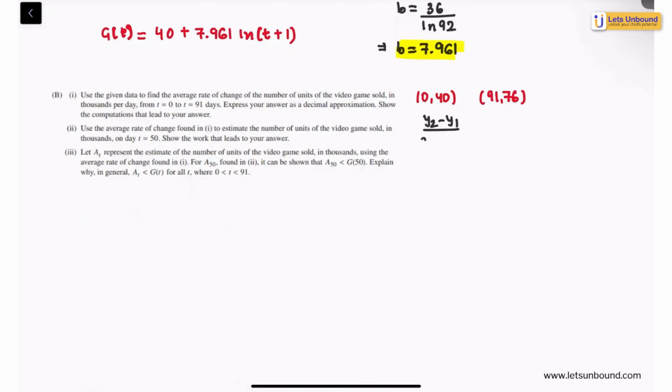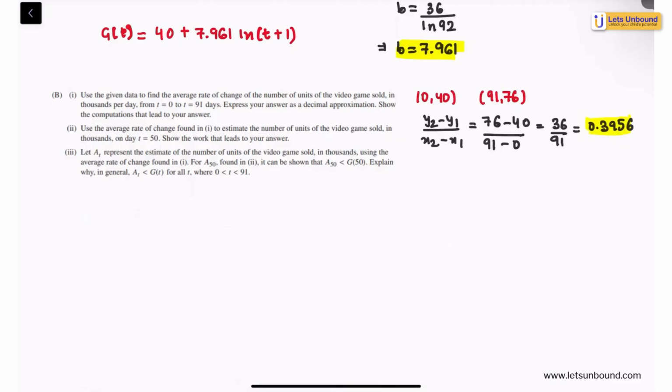So we substitute the values here. In this case, our 2 points are given. So we will do 76 minus 40 divided by 91 minus 0, which will give us 36 divided by 91. And if you substitute and solve for it, you will get 0.3956. So our rate of change from t equal to 0 to t equal to 91 days is given as 0.3956.